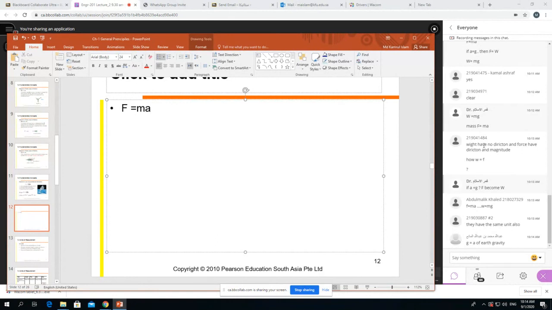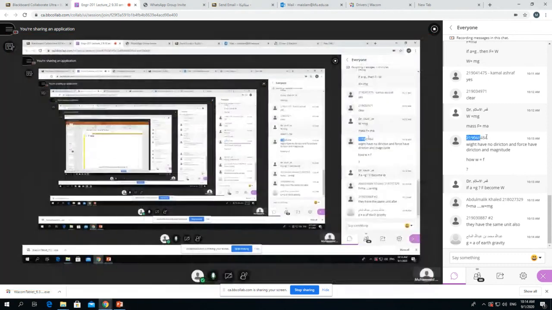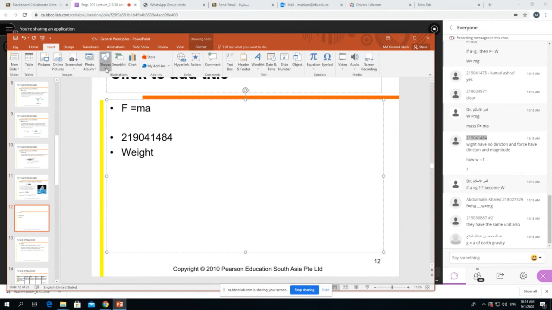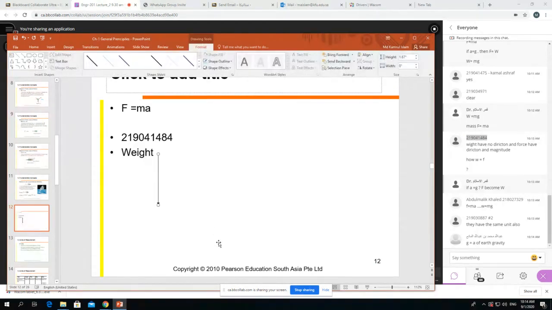He asked whether weight has no direction and force has direction. You are wrong, ID number 848. You said weight has no direction, which is completely wrong. Weight always has direction. Weight always works downward. It has direction. Clear? I cannot see your name, but I see your ID number, so I make you clear.